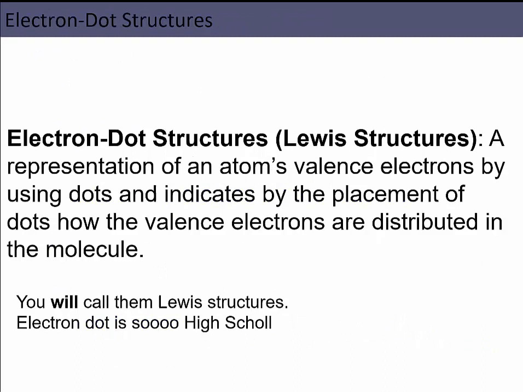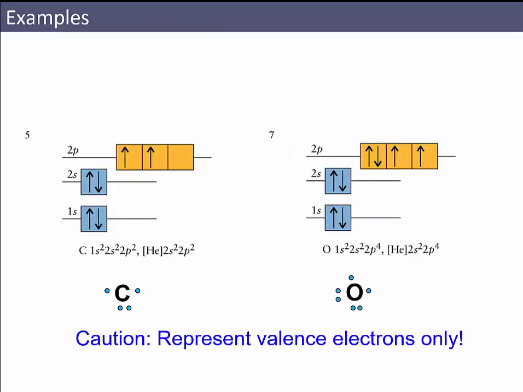So our electron-dot structures, also called Lewis structures, are a representation of an atom's valence electrons using dots, and indicate how the valence electrons are distributed in the molecule. You will call them Lewis structures because calling them electron dots is so high school. So let's look at carbon. So here is the electronic structure for carbon.